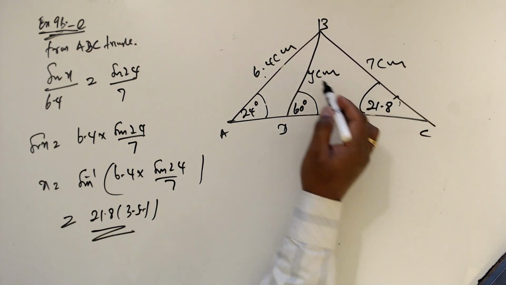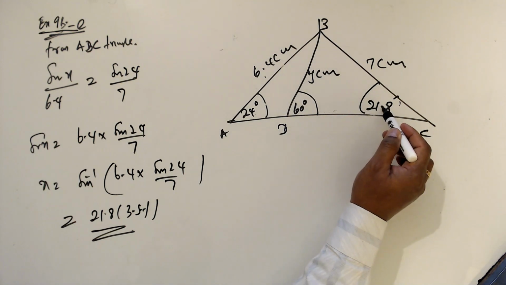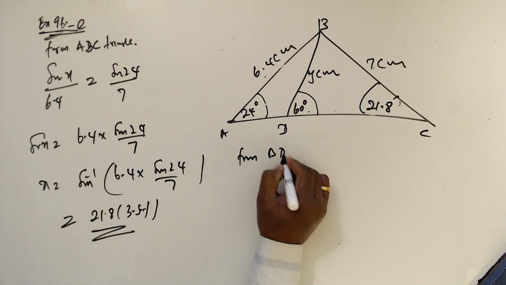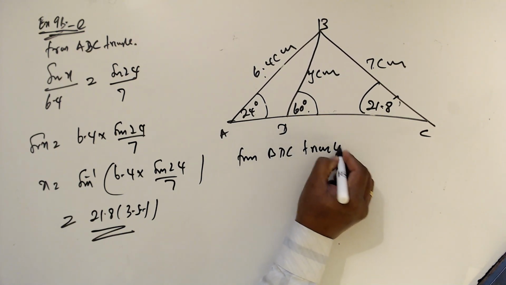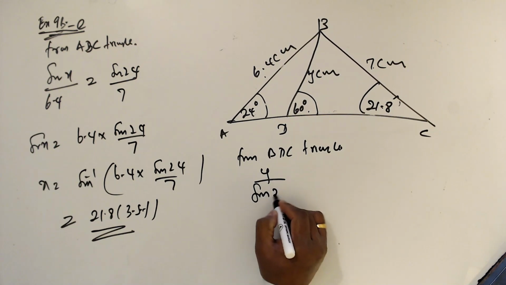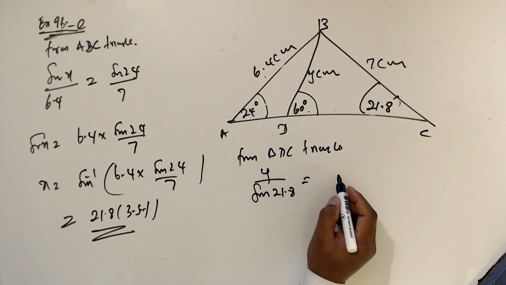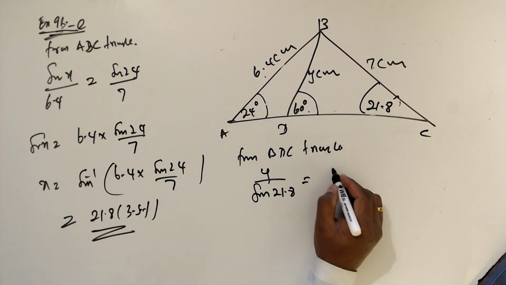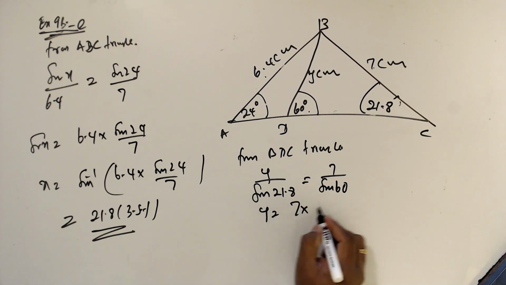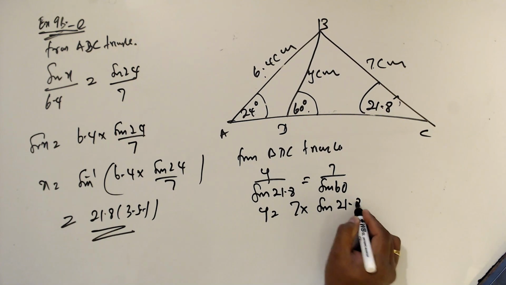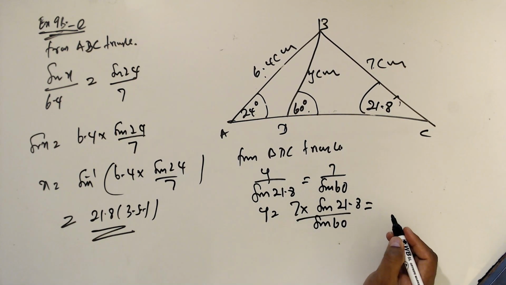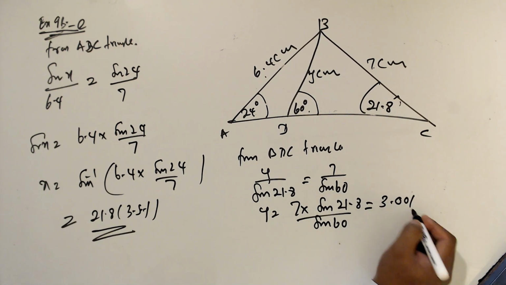Now we can find y from the BDC triangle. y over sine 20.08 equals 7 over sine 60. y equals 7 times sine 21.8 over sine 60, which is 3.001.